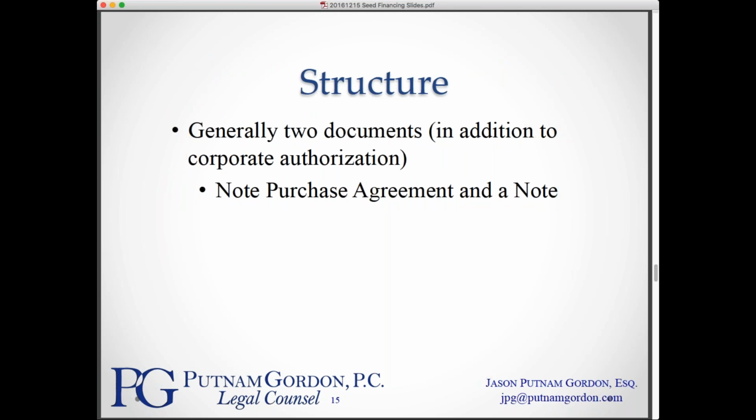Structure, okay. Generally, there are two documents in either convertible debt or convertible equity. There's the note, there's normally a purchase agreement, and then there's normally the security. In convertible debt, it's a note purchase agreement and a note. In convertible equity, it's an equity purchase agreement, and then the security, basically the SAFE instrument.